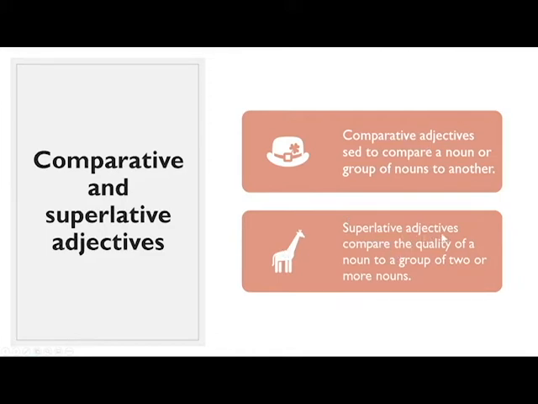And superlative adjectives, what are they? They are used to compare the quality of a noun to a group of two or more nouns. So we use superlative adjectives to compare between more than two nouns. We don't use them for one or two nouns, but for more than two nouns, a group of two or more nouns.